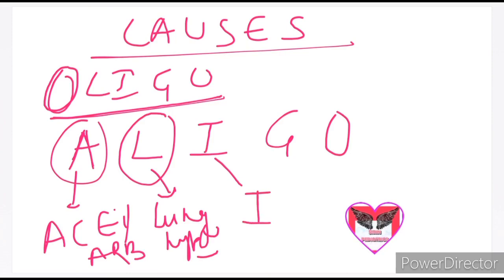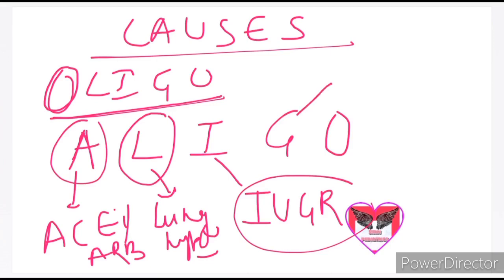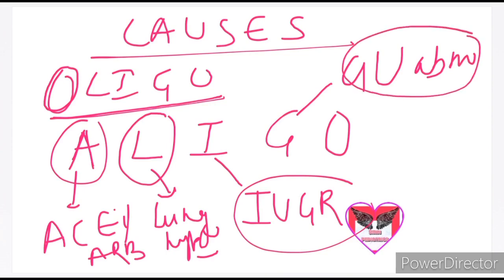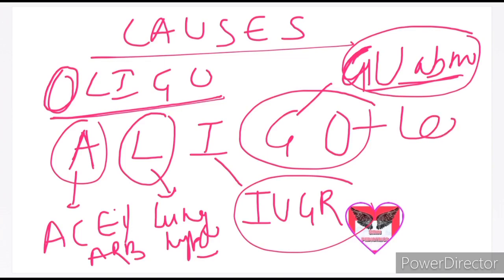I for IUGR baby, we have oligohydramnios. G for genitourinary abnormality, reduced fetal urine excretion. So we have genitourinary abnormality. And O here we have leak or rupture, PROM history. These are the mnemonics for oligohydramnios.